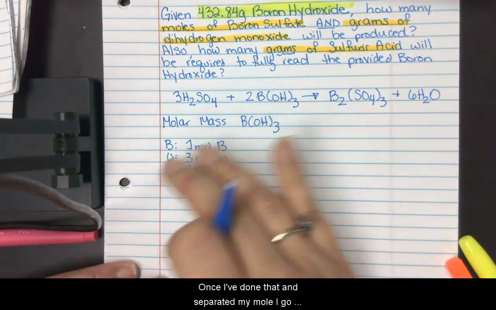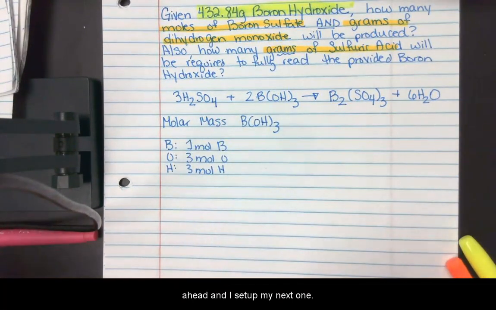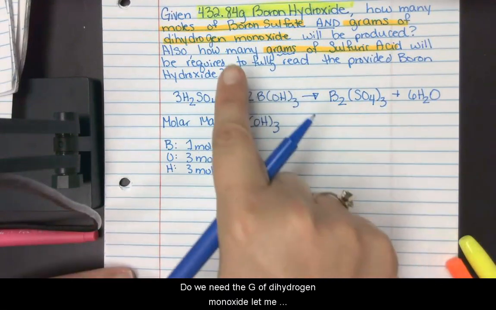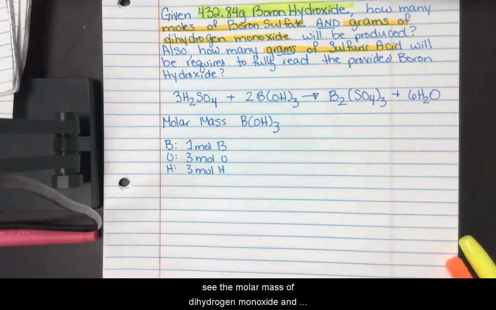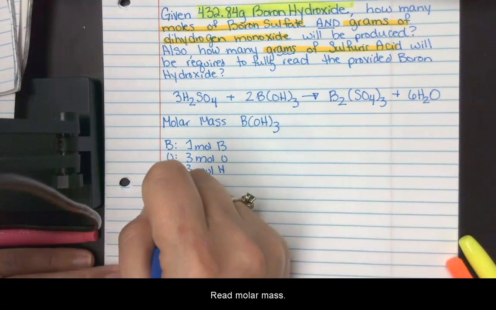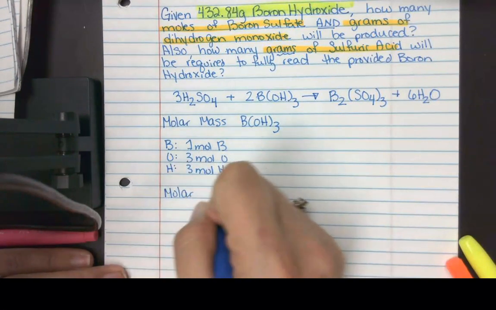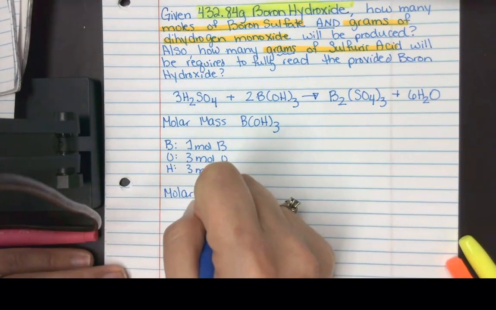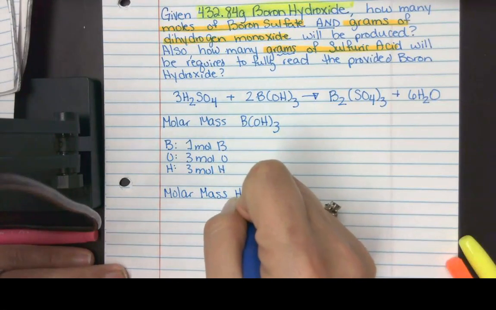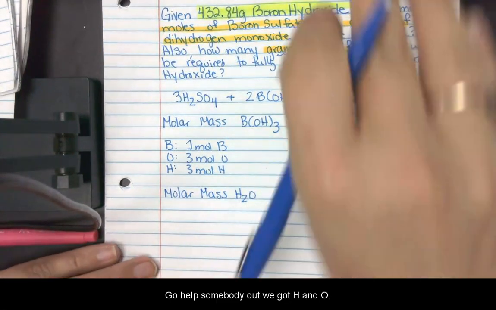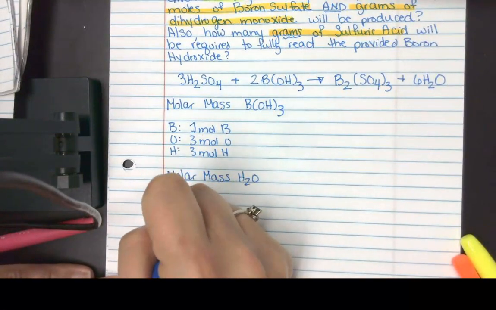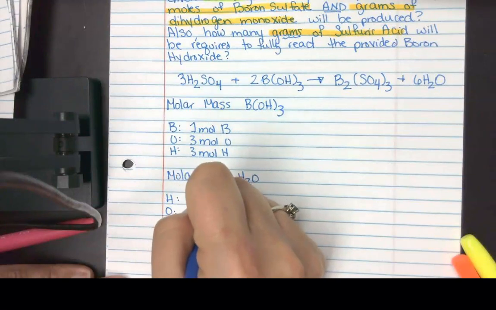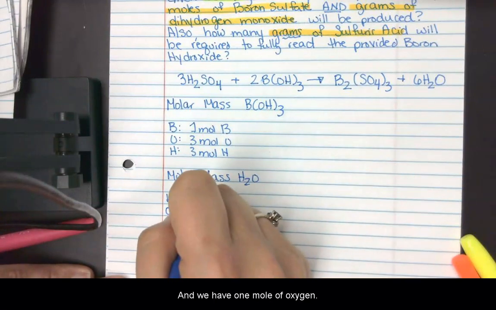Once I've done that and separated my moles, I set up my next one. So we need the grams of dihydrogen monoxide. That means we need the molar mass of dihydrogen monoxide, and that's just a fancy term for water. So we need the molar mass of H2O. And you can separate it out. We have H and O. We have 2 moles of H, and we have 1 mole of oxygen.